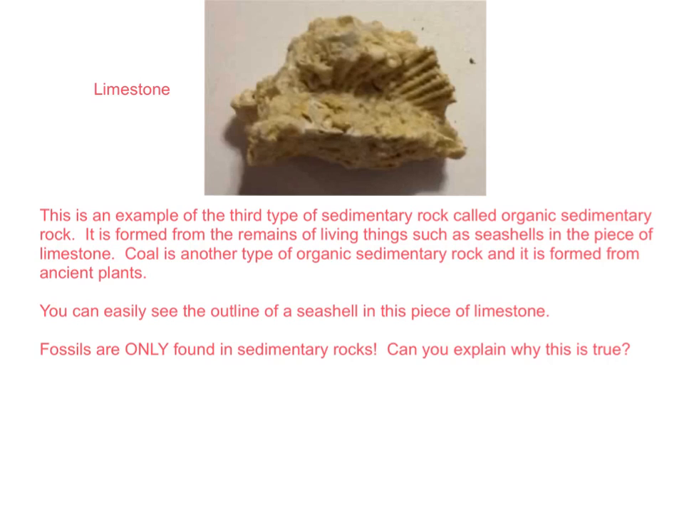The third kind of sedimentary rock is called organic. This is an example of the third type of sedimentary rock called organic sedimentary rock. It is formed from the remains of living things such as seashells in the piece of limestone. Coal is another type of organic sedimentary rock, and it is formed from ancient plants. You can easily see the outline of a seashell in this piece of limestone. Fossils are only found in sedimentary rocks. Can you explain why this is true?